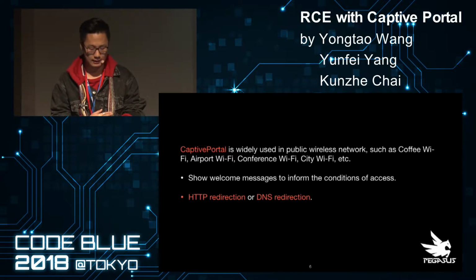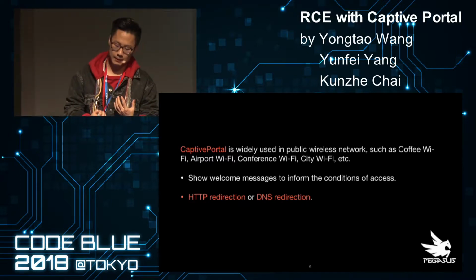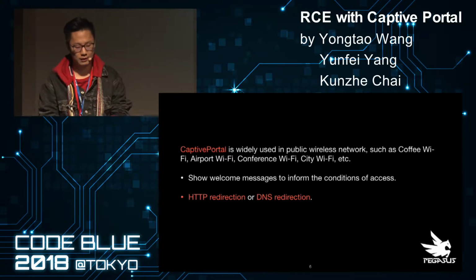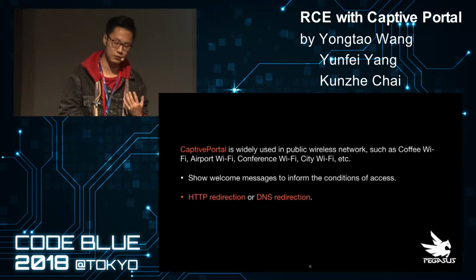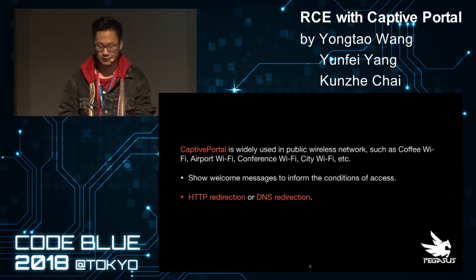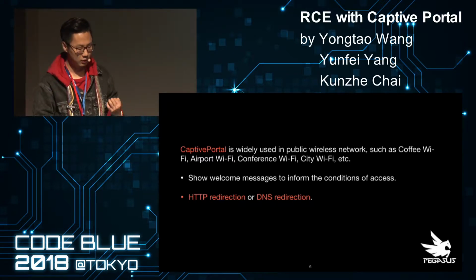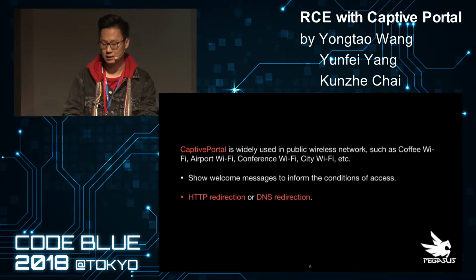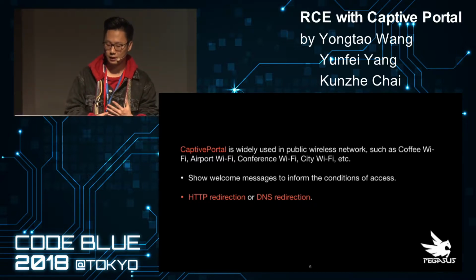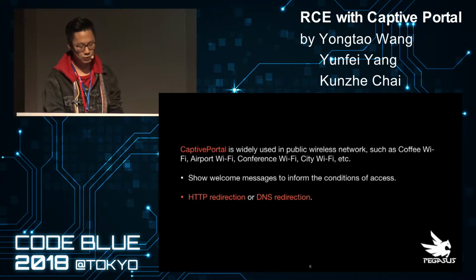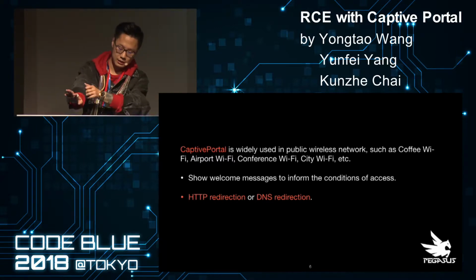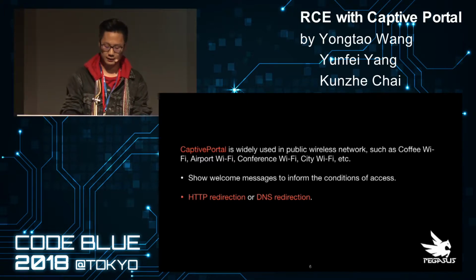Captive portal is widely used in public wireless networks such as coffee shop Wi-Fi, airport Wi-Fi, train station Wi-Fi, conference Wi-Fi, city Wi-Fi, hotel Wi-Fi, and so on. The owner of the access point uses it to show a welcome message and inform users of the conditions of access. It usually uses HTTP and DNS hijacking to achieve the effect.